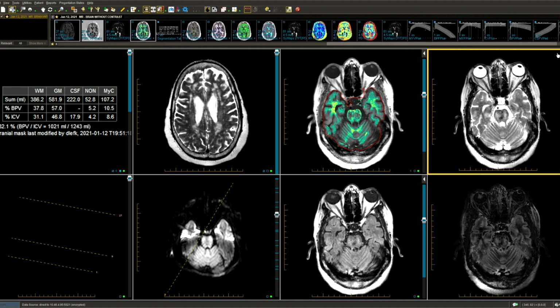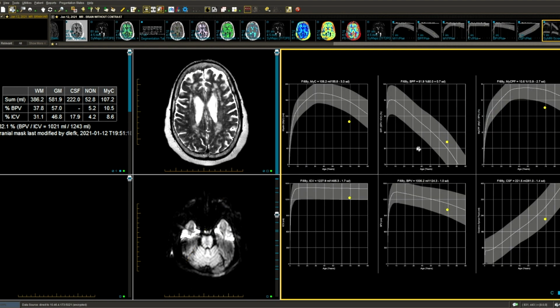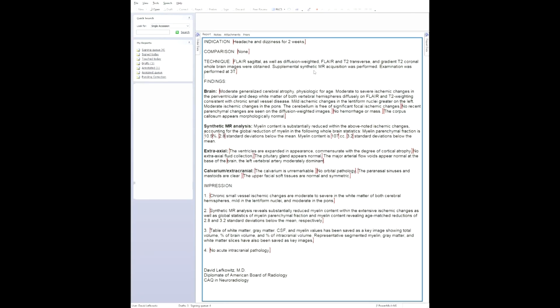What about the global effects? Here are the reference curves showing that the brain size is normal. The myelin content is 3.3 standard deviations below the mean. The myelin parenchymal fraction is 2.7 standard deviations below the mean. So how is this additional information incorporated into routine reporting? Here we have my description of the ischemic changes in conventional terms without the myelin characterization. This paragraph is the synthetic analysis with myelin content described as being substantially reduced within the above noted ischemic changes, and then another sentence describing the global metrics, including standard deviations. And that's it.